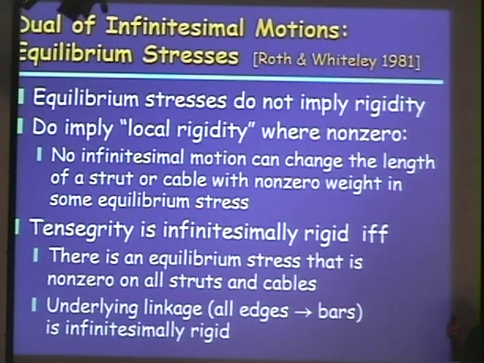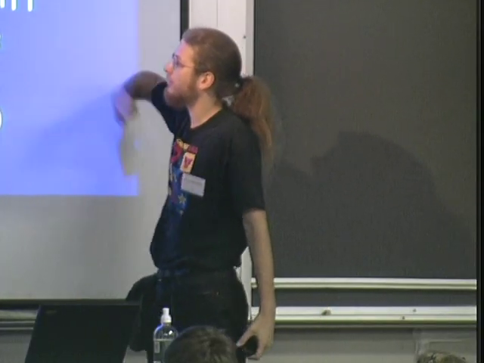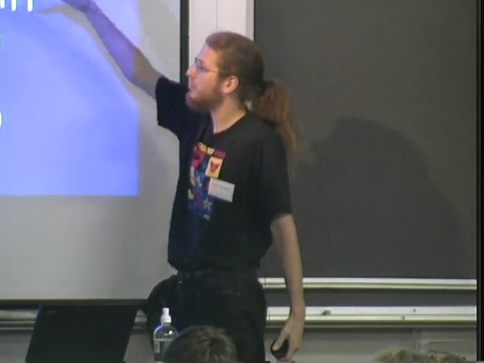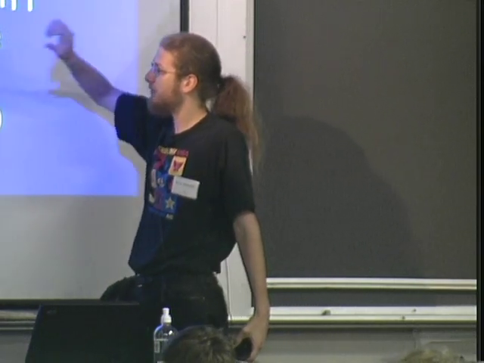Okay, so a strut would like to be able to increase or stay the same. If there's a stress that is non-zero on that edge, then it has to stay the same. So it acts like a bar. So that's sort of a converse in the context of tensegrities. And you can say, in general, your tensegrity is infinitesimally rigid if and only if there's some stress on all the struts and cables, and if you turn all the edges into bars, then it's also infinitesimally rigid. So this gives you another way to test infinitesimal rigidity.